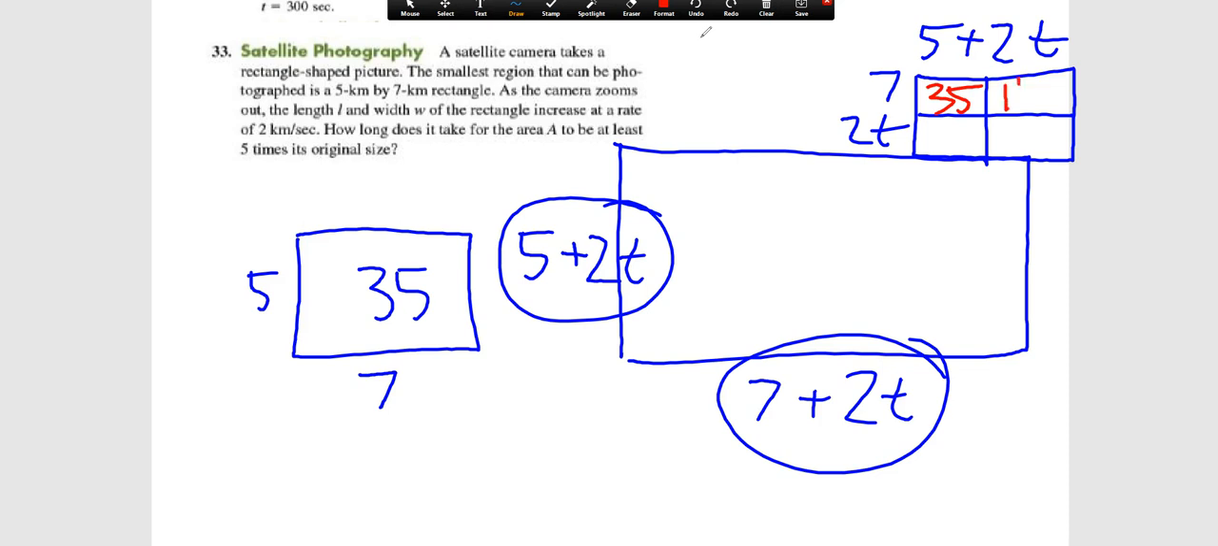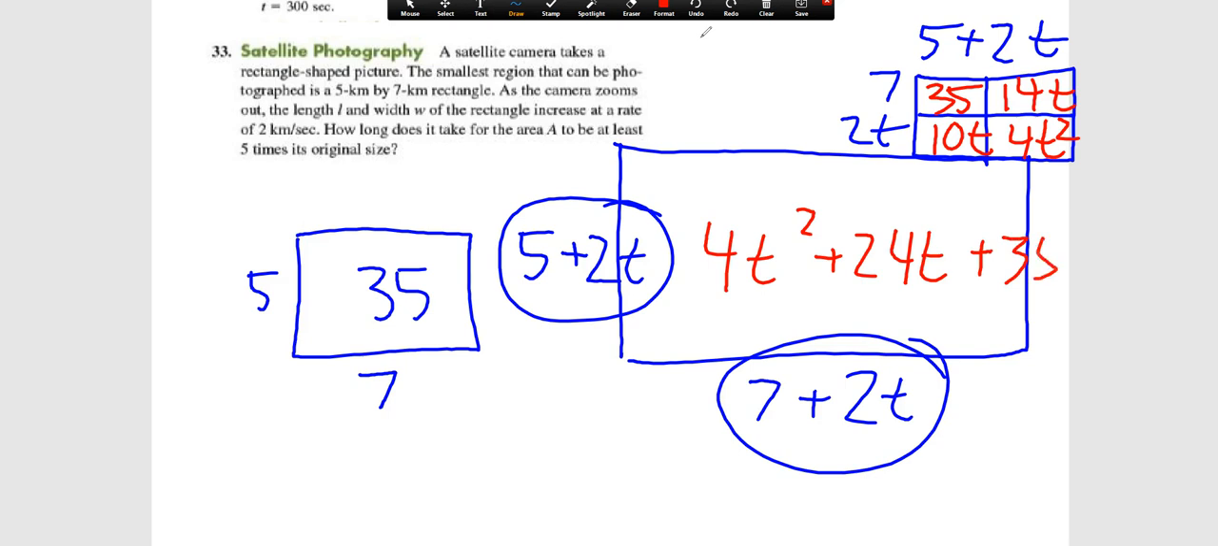35, we got a 14t, we got another 10t, and a 4t squared. So 4t squared plus 24t plus 35 equals what? 175. Thank you very much. Okie dokie. How long does it take?